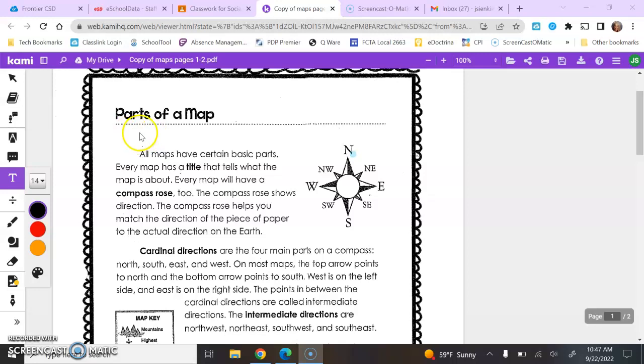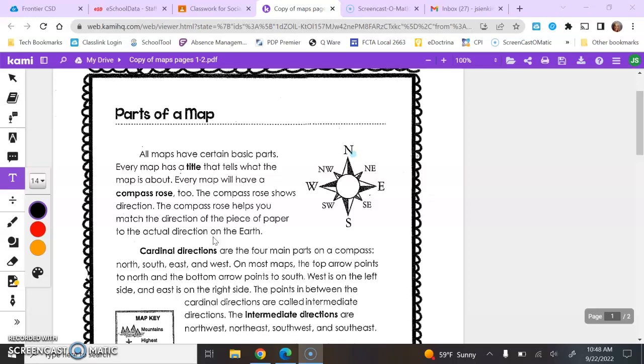So the top of this page, parts of a map. All maps have certain basic parts. Every map has a title that tells what the map is about. Every map will have a compass rose too. The compass rose shows direction. The compass rose helps you match the direction of the piece of paper to the actual direction on the earth.